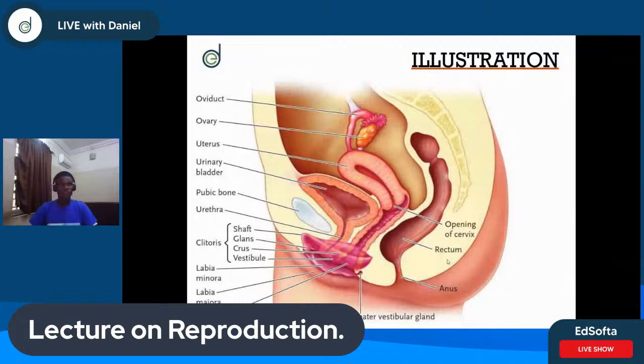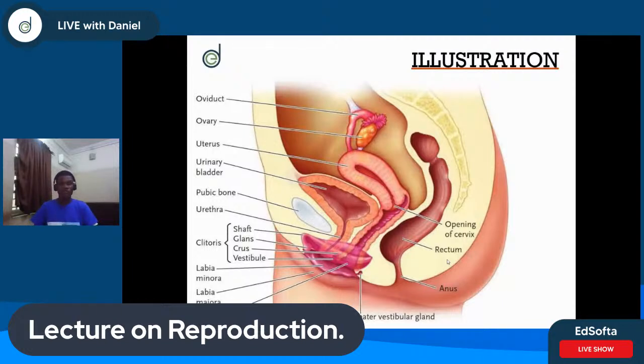Now, it also produces what? Female sex hormones, your estrogen and progesterone. Now, the matured eggs are located in the follicle sacs of the ovary. Now, for the word mature eggs, that means the others will be immature eggs. But the mature ones are located in the follicle sacs of the ovary.